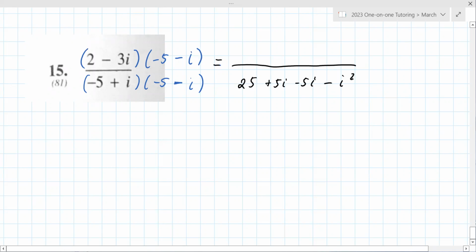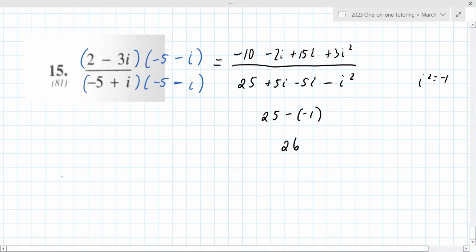You should notice right away that the i's cancel. Okay, and then i squared is -1. So the bottom becomes 25 minus a -1, or it becomes 26. The top, you have to do the same thing. You have to FOIL. So you get -10 minus 2i plus 15i plus 3i squared. The top does not cancel.